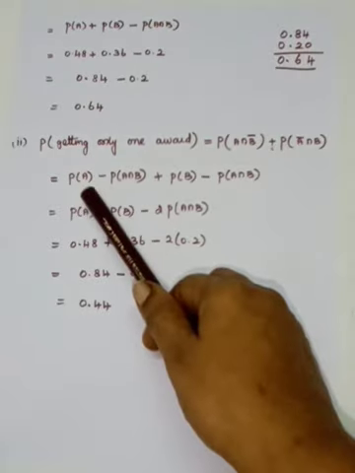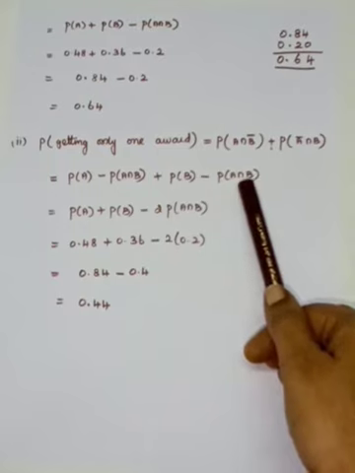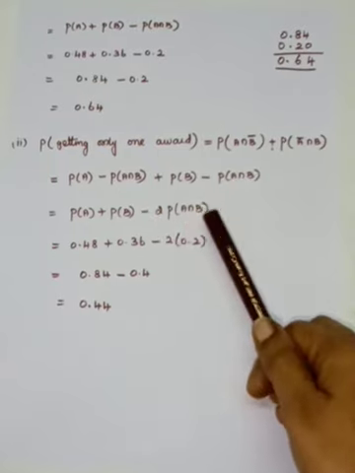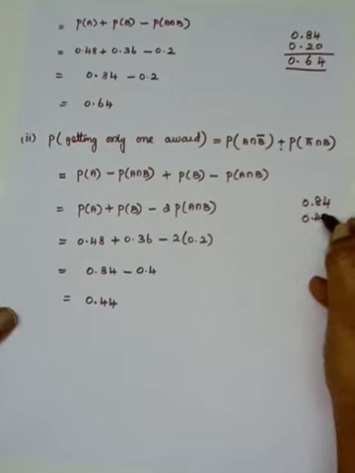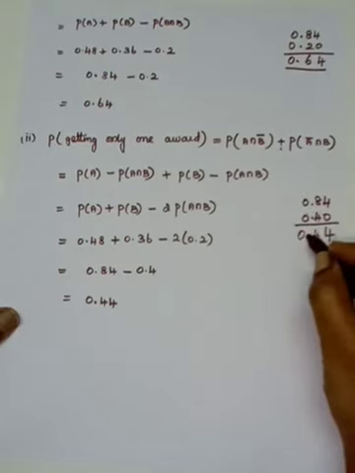So therefore P of A plus P of B, and how many P of A intersection B? Two, and both are negative. So therefore minus 2 P of A intersection B. So P of A is 0.48, P of B is 0.36, minus 2 into P of A intersection B, which is 0.2. So if you add these two, your answer is 0.84 minus 0.4. So 0.84 minus 0.4. Okay, so if you subtract, 8 minus 4 is 4, so the answer is 0.44.